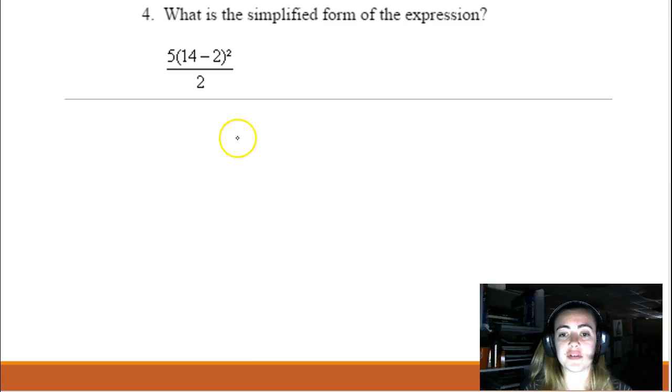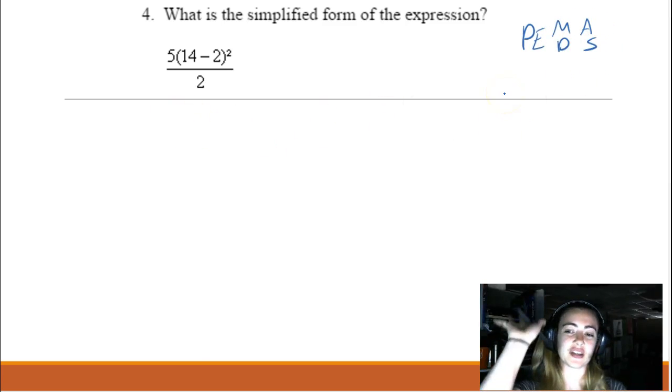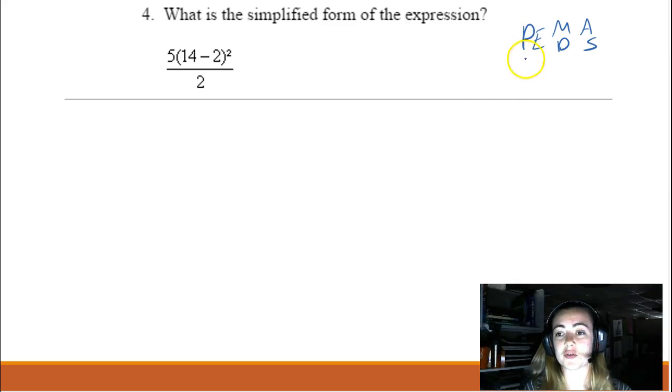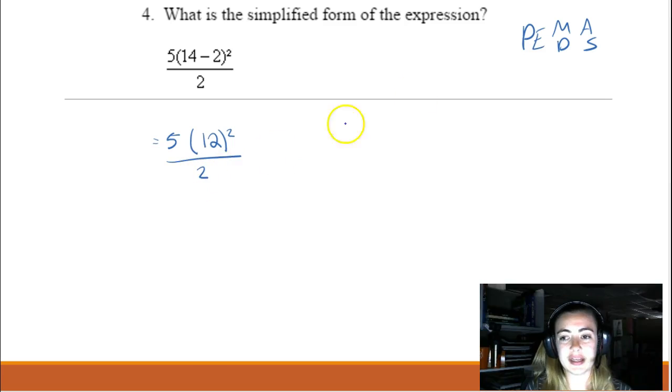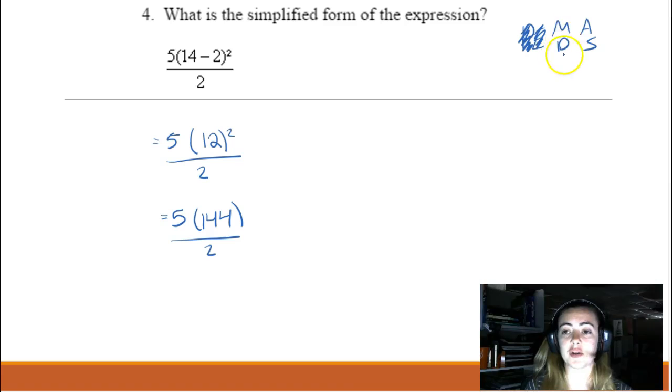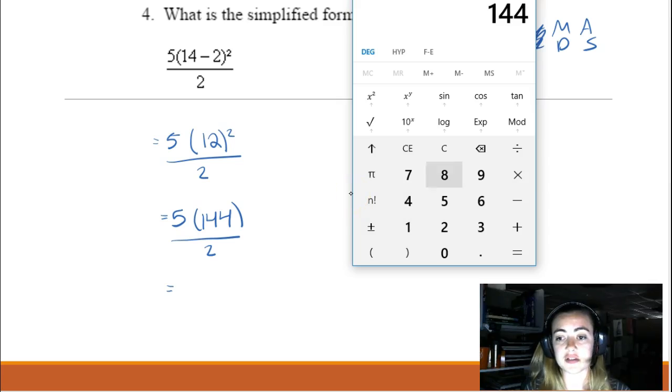For number 4, what's the simplified form of this expression here? Well, that brings us back to the good old famous PEMDAS, order of operations. So we're going to have to do the numerator before the denominator. So parentheses first. So that would be 14 minus 2. 14 minus 2 is 12. I don't see any other parentheses or grouping symbols. Exponents, so 12 squared. So 12 squared is 12 times 12, which is 144. I don't see any more exponents, so go to multiplication and division. 5 times 144. Now, if you don't know this off the top of your head, that's all right. Use your calculator.